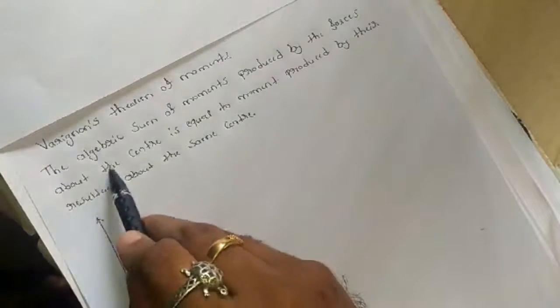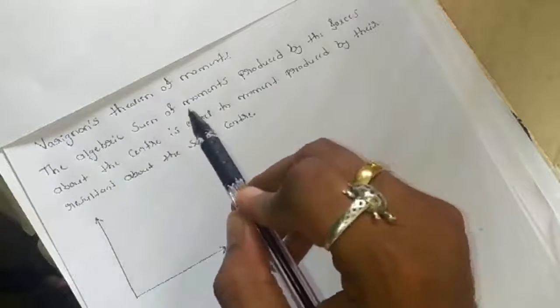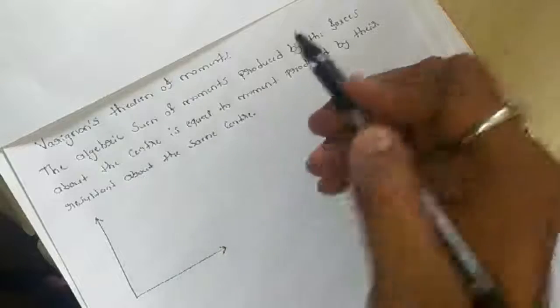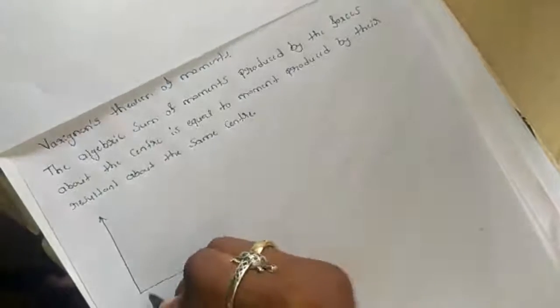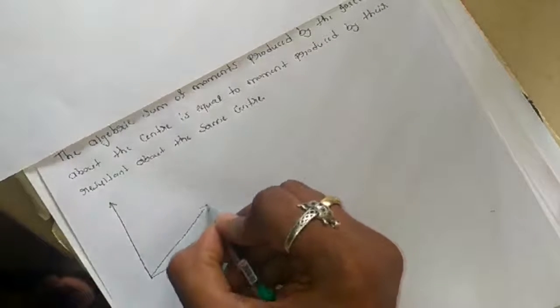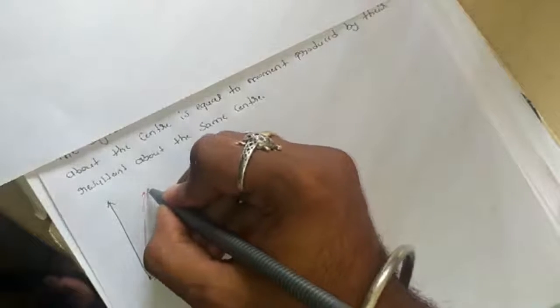The algebraic sum of moments produced by the forces about the center is equal to the moment produced by their resultant about the same center. What is the meaning of this? Assume there are two forces F1 and F2. This is force F1, and let this be F2. Let their resultant be R.